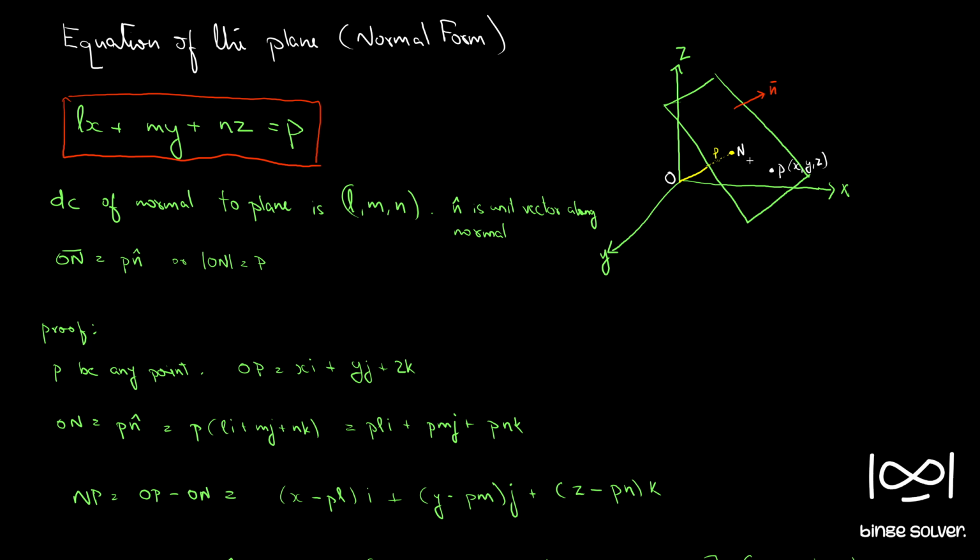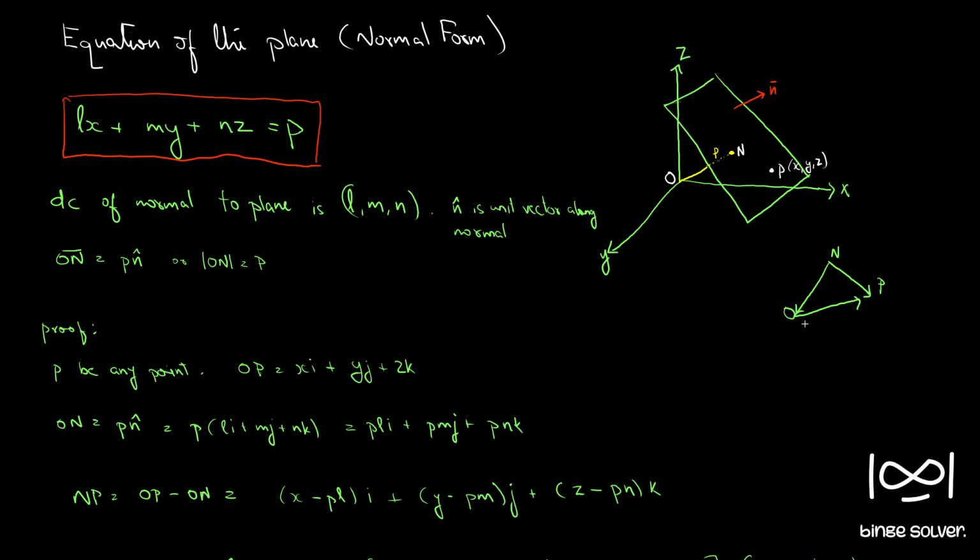Now NP, what is this NP vector? NP is nothing but OP minus ON. I'll just show this NP vector. What is NP? NP is nothing but this vector.